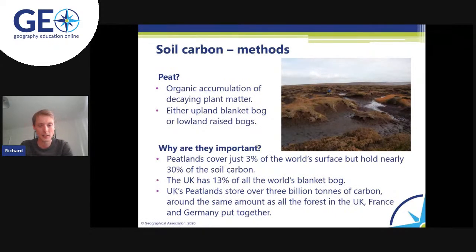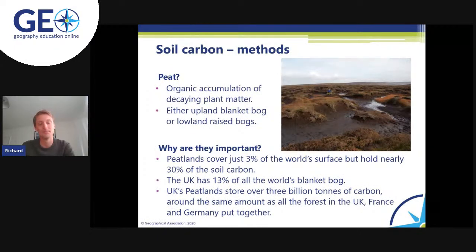Also, there's a nice link to the water cycle when it comes to bogs, as they hold so much water. They do have an effect in mitigating flooding problems further downstream if you can lock water away up in the hills and prevent it from getting downstream.